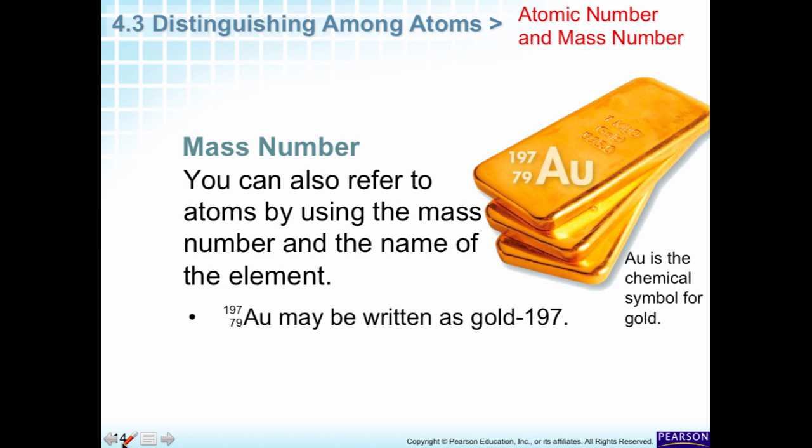Okay, we can write our symbols 2 ways. We can write it the way we just saw, like this, or sometimes they spell the name out, put a hyphen, and the mass number. That will be a way of showing us the symbol. Okay, so you can see either way is acceptable. This is more of a shorthand. This is more of a longhand.